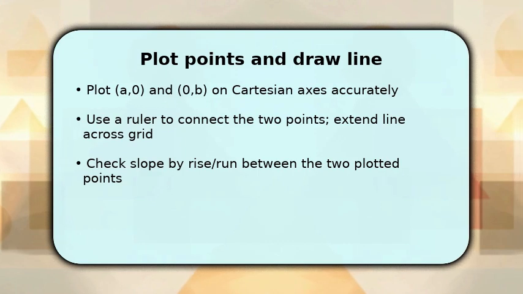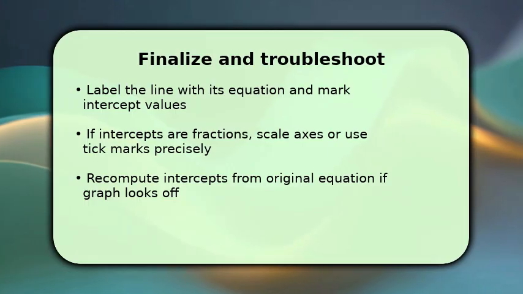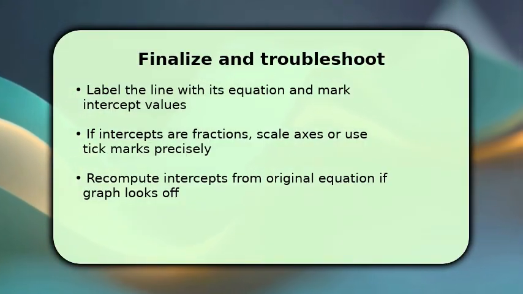You finish by clearly labeling the line with its equation and the intercept coordinates so others can read your work. If intercepts are fractional, make sure to use precise tick marks or rescale the axes so fractions plot correctly.